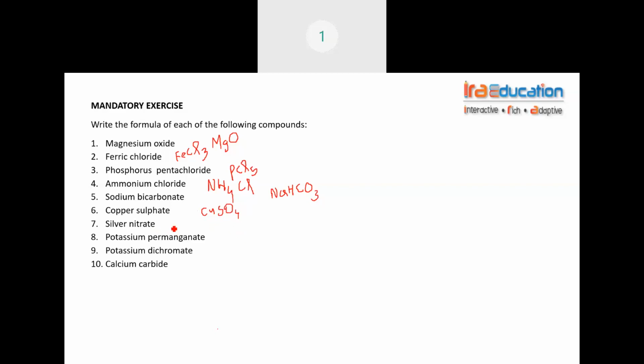Silver nitrate is AgNO3, right? Very good. Potassium permanganate is KMnO4. Potassium dichromate is K2Cr2O7. Very good. And the last one, calcium carbide.